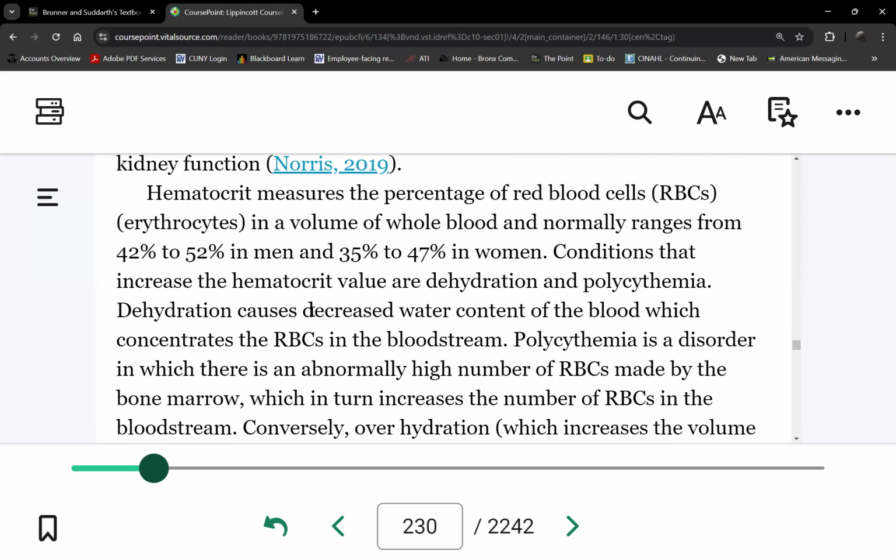All right, other labs are hematocrit and hemoglobin. Between the two, hematocrit is more significant. So what is hemoglobin? Is it just, you mean oxygen? Oxygen carrying component of the red blood cell, right?